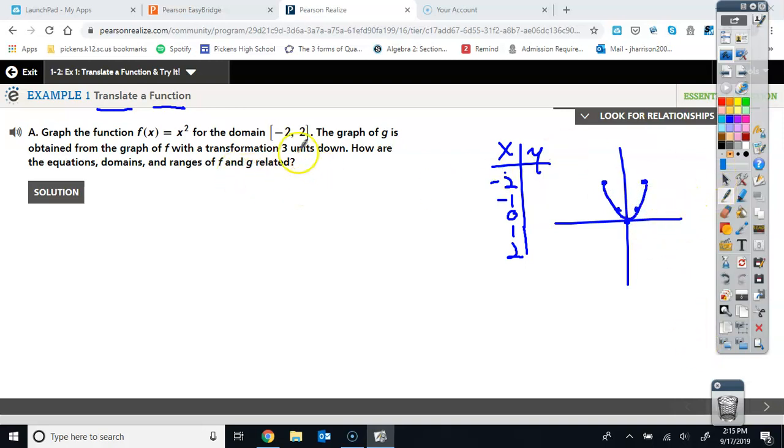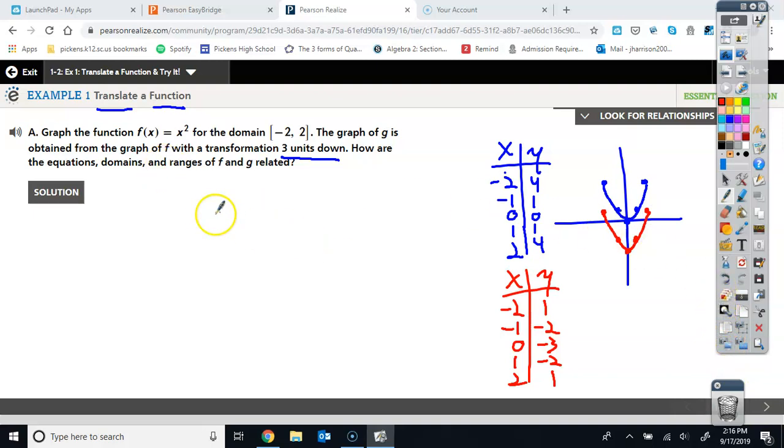We talked about taking this and transforming it or translating it 3 units down, meaning from the values of y that you get when you plug in x squared, you are going to move those 3 units down. The x values will not change. The y values will all be 3 less than what they were before. Or in other words, you take the y value here and you subtract 3. What that does is that physically takes our graph and moves it down 3 spaces across the coordinate plane.